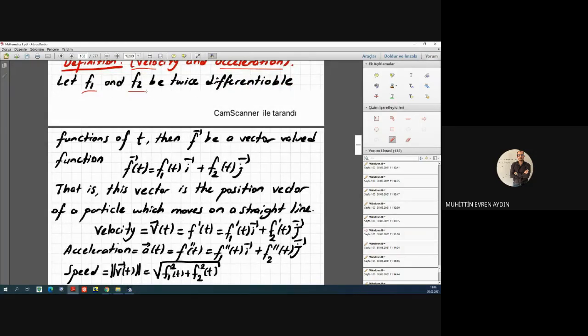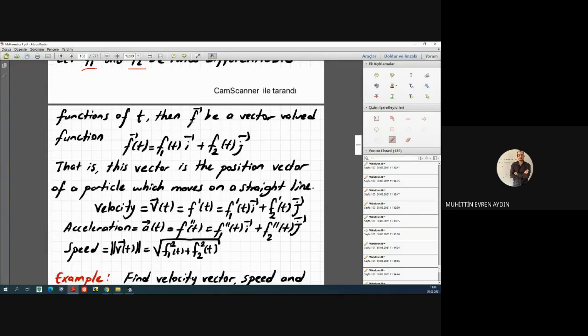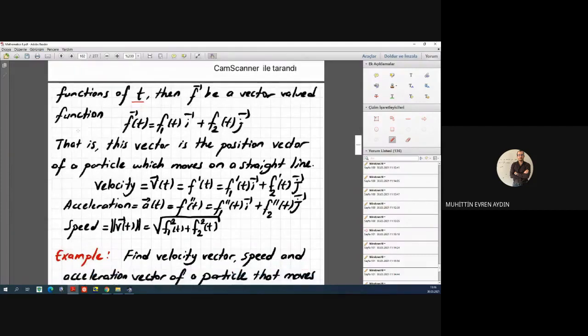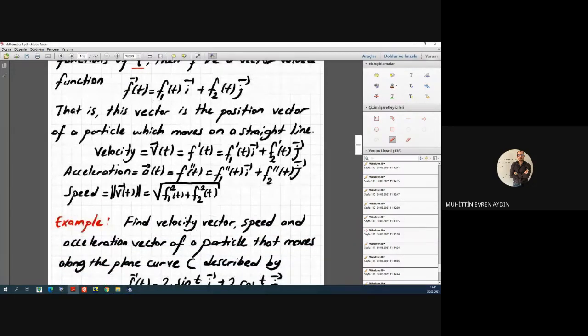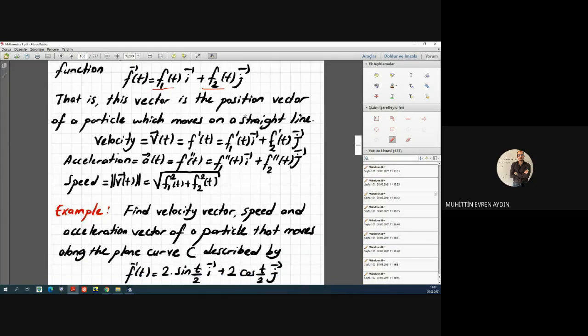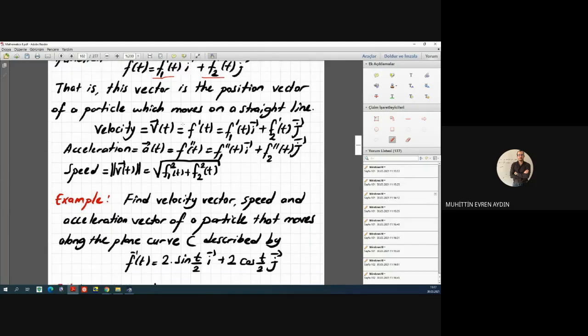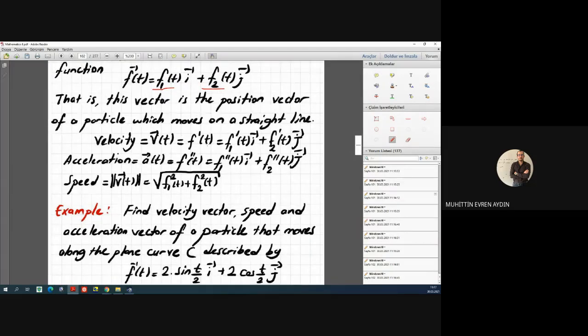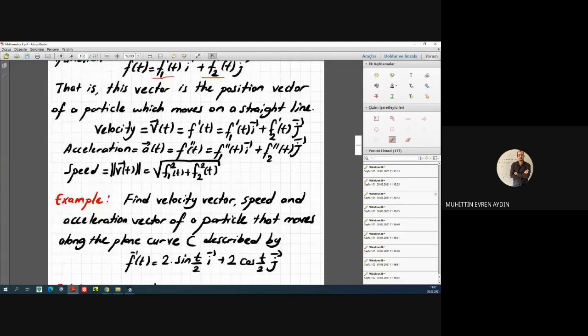Let f1, f2 be twice differentiable functions of the parameter t, and f a vector valued function, f1 i plus f2 j. By the way, we are in the plane, in R square. So this vector is the position vector of a particle which moves along a curve, and the velocity is the first derivative and the acceleration is the second derivative.